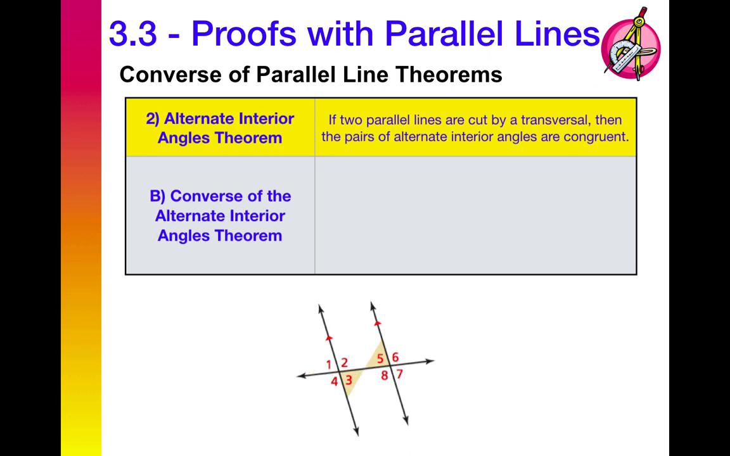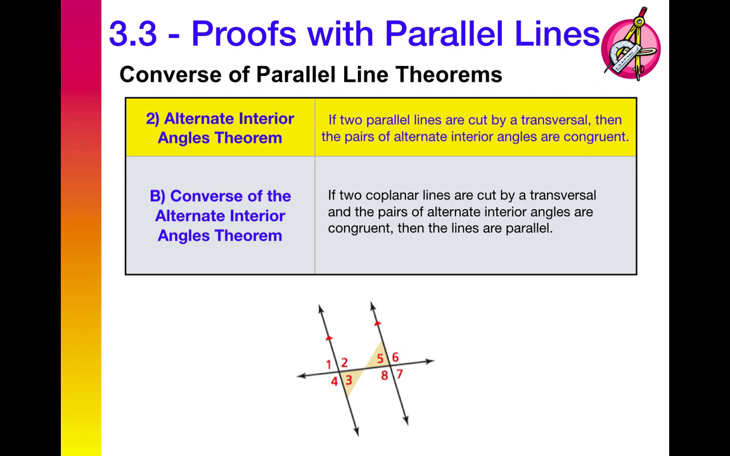We can also write the converse of the alternate interior angles theorem. Here we have two lines cut by a transversal, but we don't know if the lines are parallel. But we do know that the alternate interior angles 3 and 5 are congruent. If we know that, then we know that the lines are parallel. So the way that we would phrase it is, if two coplanar lines are cut by a transversal and the pairs of alternate interior angles are congruent, then the lines are parallel.